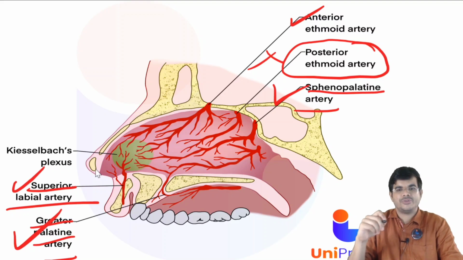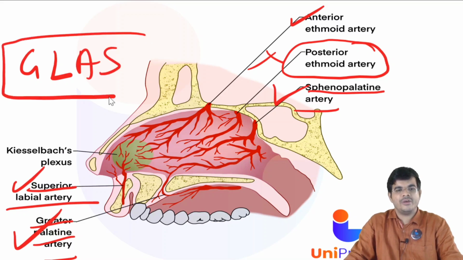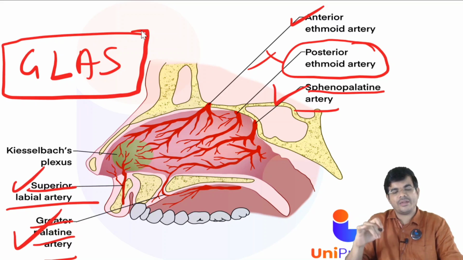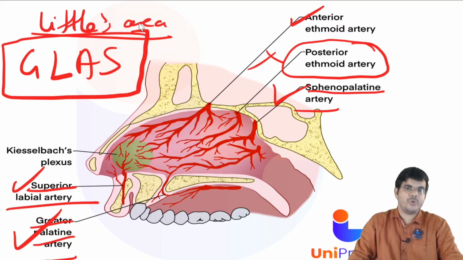So you have the greater palatine artery, the superior labial artery, anterior ethmoidal artery, and the sphenopalatine artery. So you can remember it as GLAS. The greater palatine artery, labial artery, anterior ethmoidal artery, and sphenopalatine artery. These are the blood vessels which supply Little's area. Little's area, so this is a question which is often asked. A direct question, so you should not forget it.